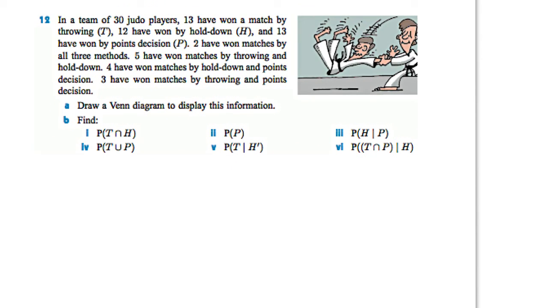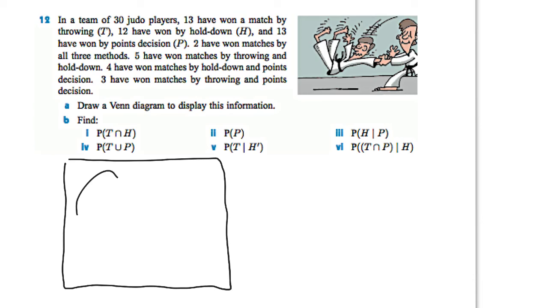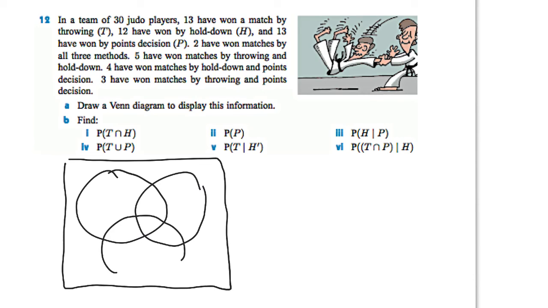Okay, next we got a team of judo players. 13 have won a match by throwing, 12 have won by hold down, 13 have won by a points decision, etc., etc. Okay, I'm hearing a 3-circle Venn diagram for this team of judo players. 3 circles for the team. Let's start filling it in. The universe is 30 people.